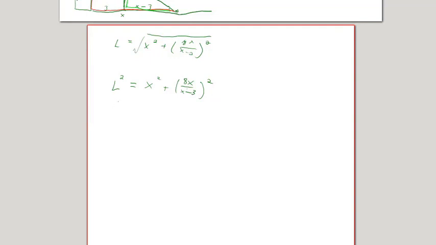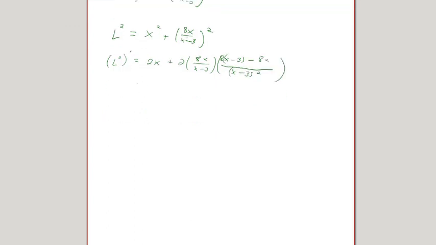Alright, so the derivative, let me call this L squared prime, is 2x plus, and let's chain rule this, 8x over x minus 3 times, now the derivative of the inside function, we still have to quotient rule this, so that is x minus 3 times 8 minus 8x all over x minus 3 squared.